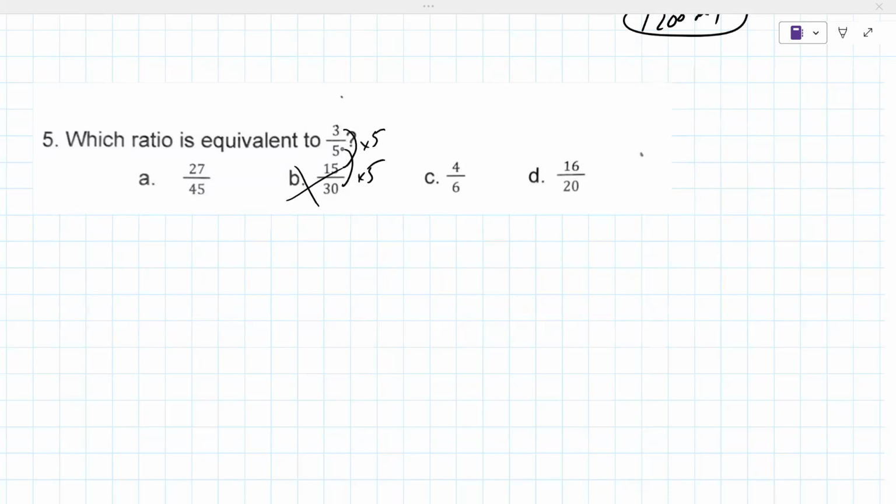Well, I agree. What multiplied by 4 could equal 3, or what multiplied by 6 could equal 5? Yeah, that's a better way of looking at it. Yes, that's a better way.